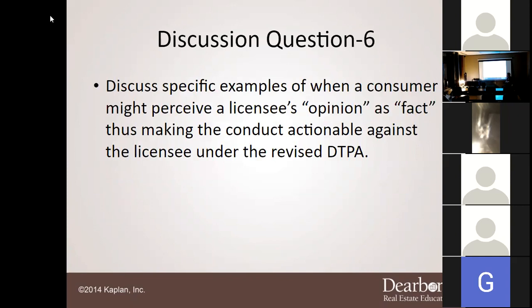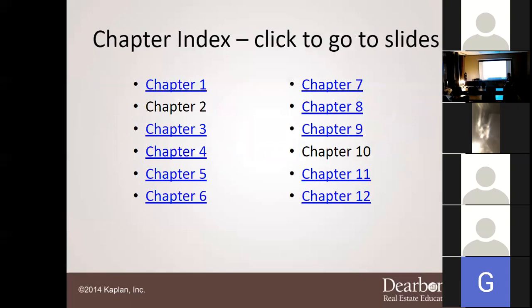Mr. Aiden, discuss the specific examples of when a consumer might perceive a licensee's opinion as fact, thus making the conduct actionable against the licensee under the revised DTPA. You need to be specific in what you do know and what you don't know. And if you're not licensed in any particular area, you shouldn't give specific points or examples. You need to be very careful in regards to what you're actually saying, is the key thing I wanted to imply there. Yes. Okay. All right.